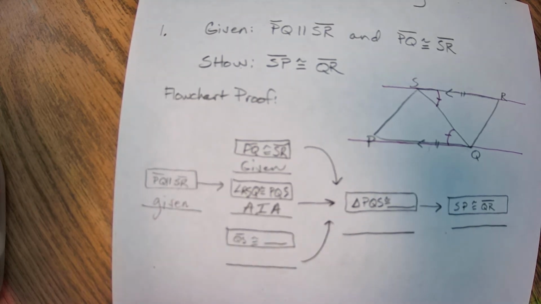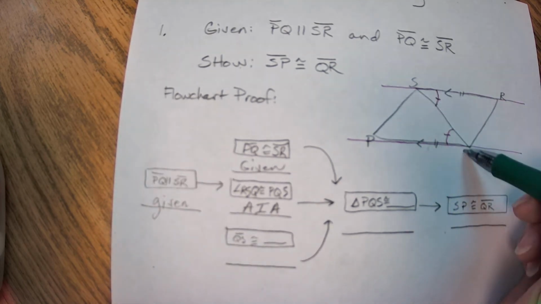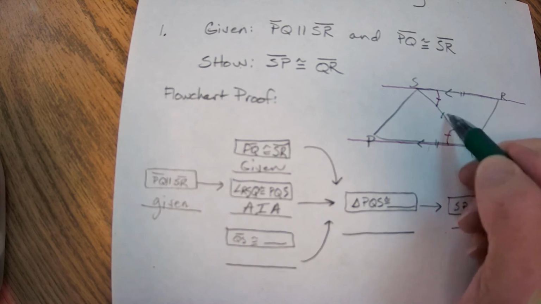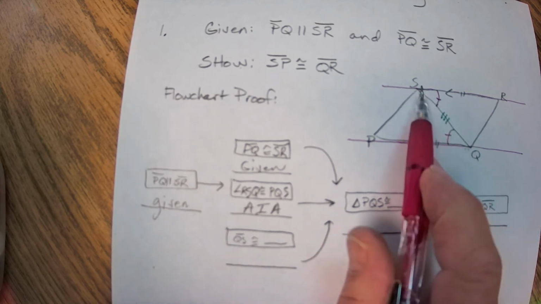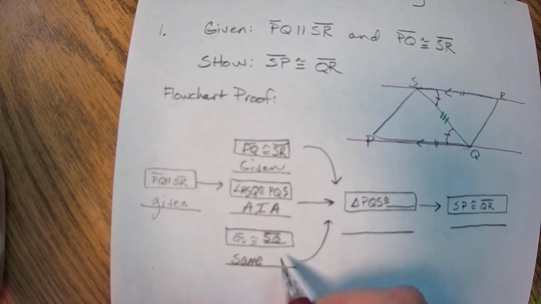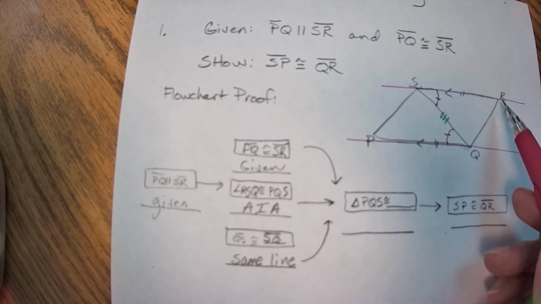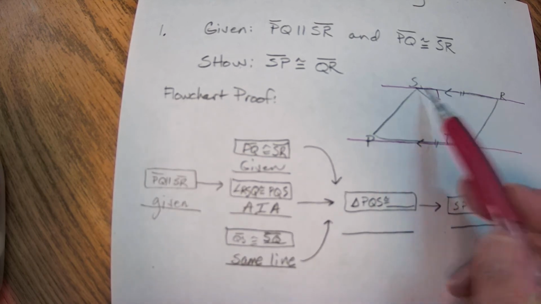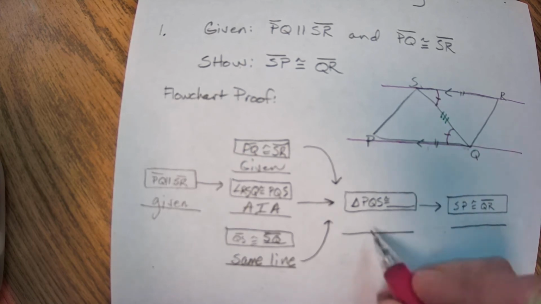So here's another. Don't I know that this side is congruent to itself? Well, I do. So now I can say that QS is congruent to SQ because it is the same line. So let's see what we have here. We have a side, we have two sides, and the angle in between them.